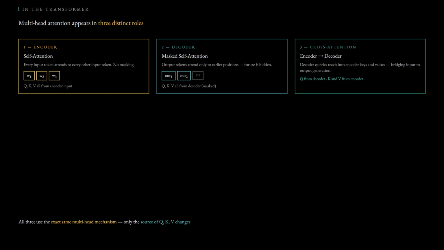All three applications use the same formula: project, attend, concatenate, multiply by WO. The only thing that changes between them is where the query, key, and value come from. Encoder self-attention: all three come from the encoder input. Decoder masked self-attention: all three from the decoder input with causal masking. Cross-attention: the query comes from the decoder, and the key and value are from the encoder output. One mechanism, three distinct roles in the architecture.